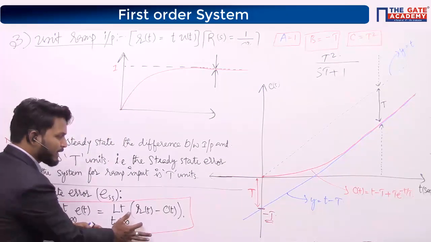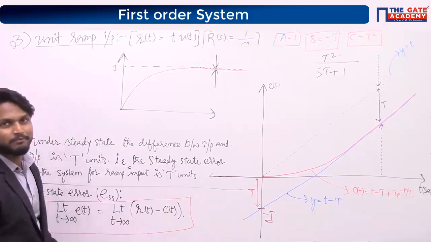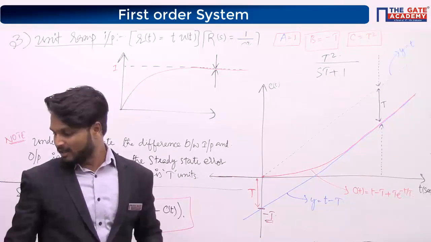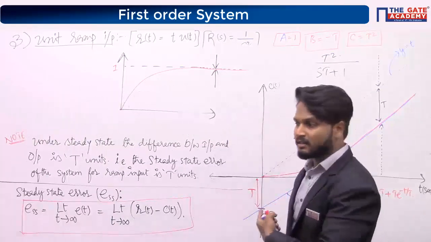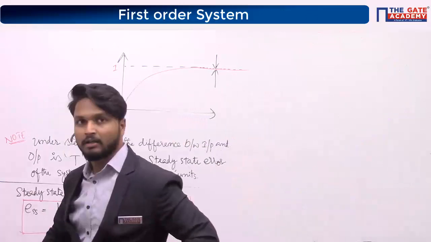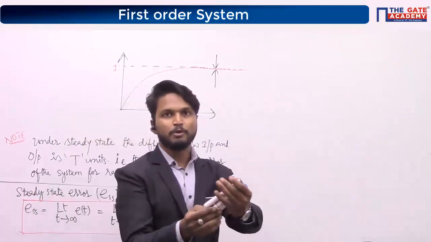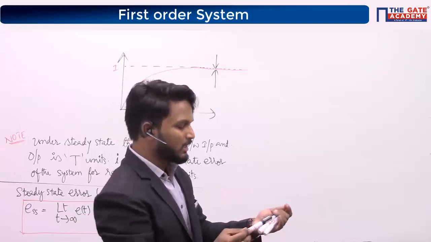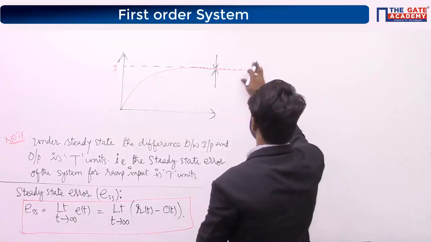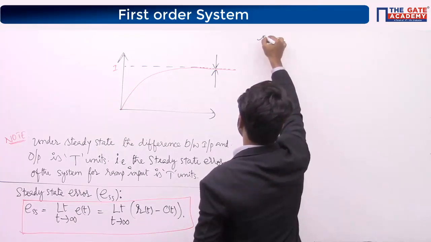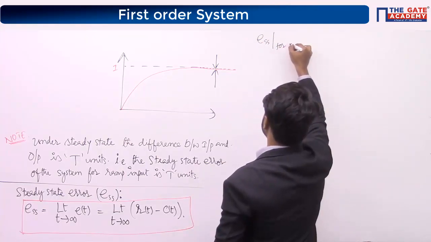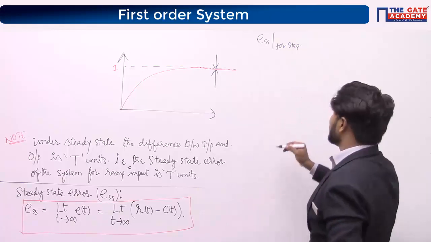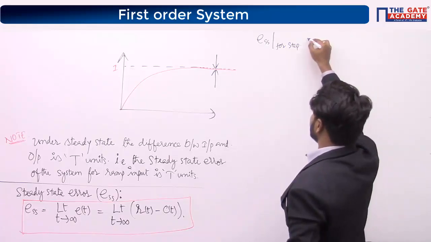If at all you want to calculate mathematically, you can calculate for step response as well as ramp response, right? So I'm calculating. Can I erase this? Can I erase this part? Right. So what is the step response? Let us calculate steady state error for step response as well as ramp response. So E SS for step input, right? So your input is U of t.